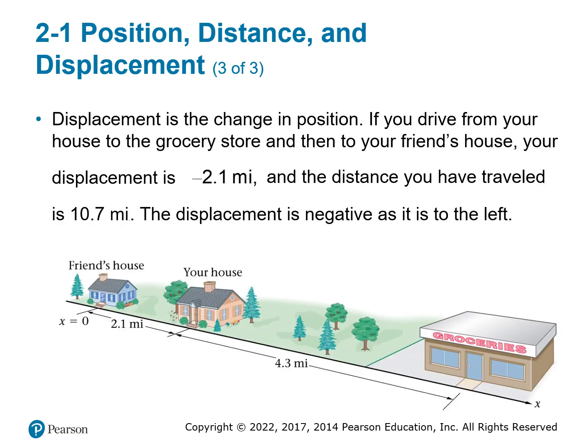Displacement, on the other hand, is the change in position. It measures from where you start to where you end, and nothing in between. So if you drive from your house, which is right here in the center, to the grocery store, that's the first step. So you go 4.3 miles. I'm going to say this is to the right, so that would be positive.